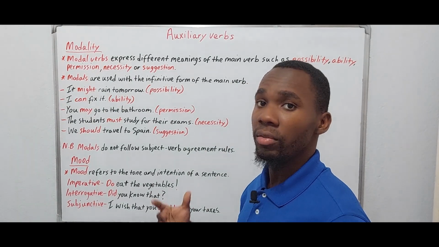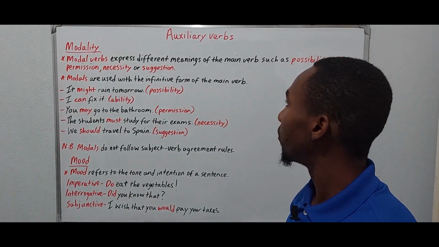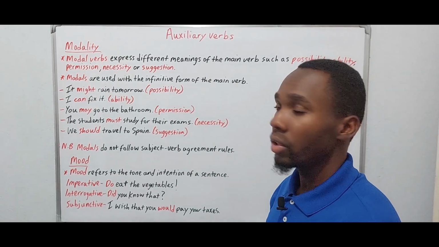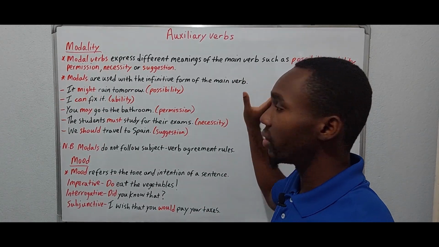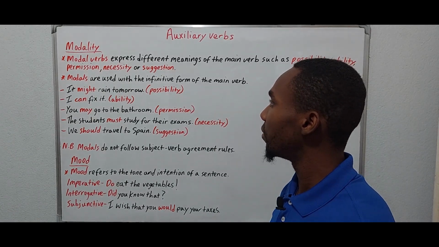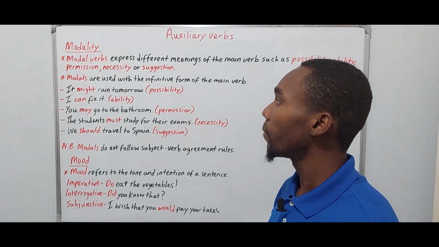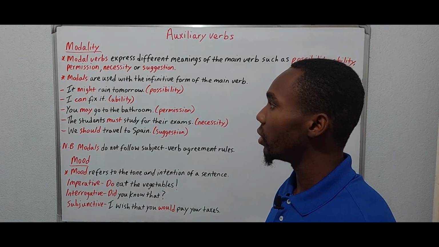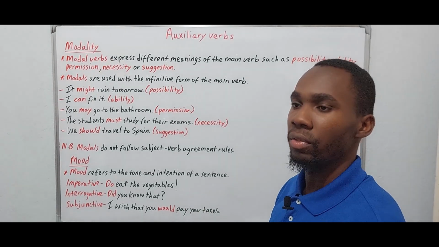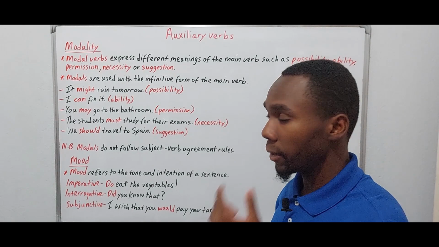So when I say modality, I'm really referring to modal verbs. But what are modal verbs? So modal verbs express different meanings of the main verbs, such as possibility, ability, permission, necessity, or suggestion. So these are the elements that are expressed by modal verbs, okay? Modals are used with the infinitive form of the main verb. So the infinitive form without the to, that's what I should also add, right? So modals are going to be words like might, should, etc. Those are not action verbs, right? These are verbs that express necessity, probability, ability, etc., right?